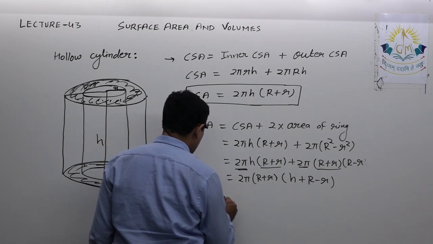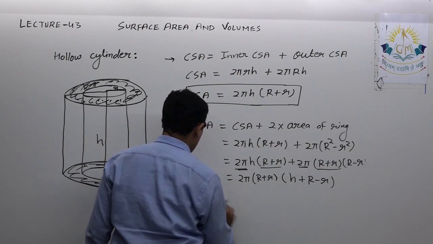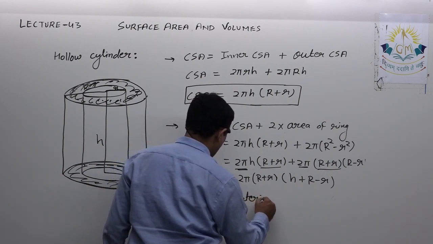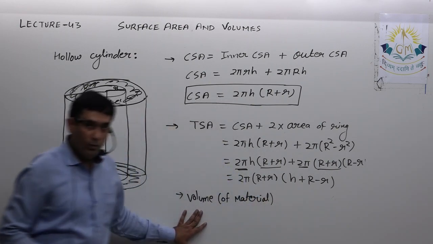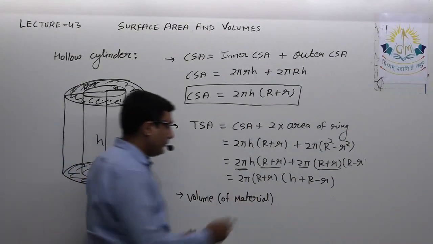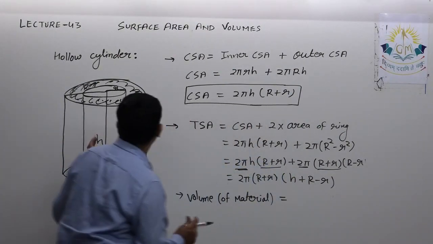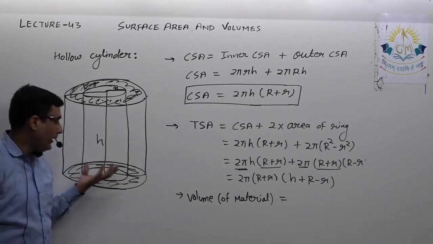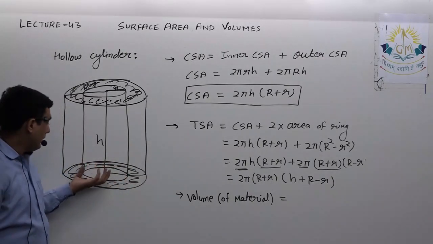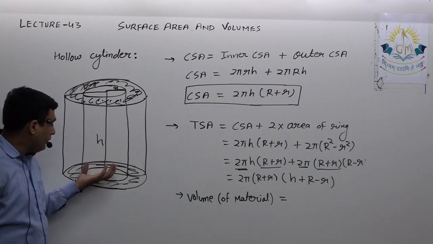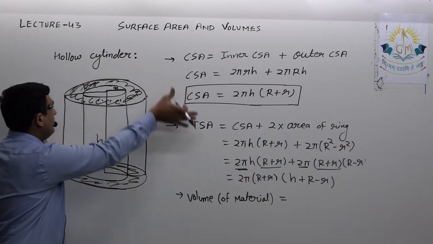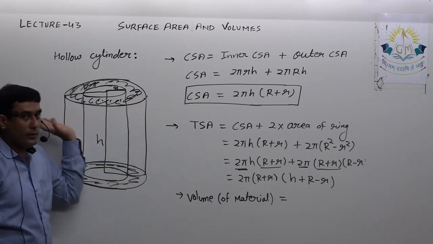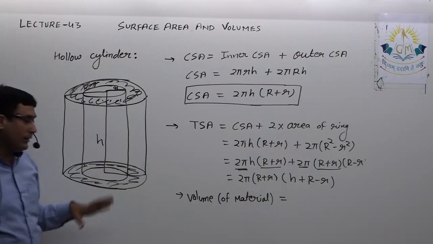So here I am writing volume of material. Volume of hollow cylinder, but of material. Simply, suppose for a while this is a solid cylinder. If I exclude the volume of this portion from this, I will get a hollow cylinder. So simply I can say volume of external cylinder minus volume of internal cylinder.